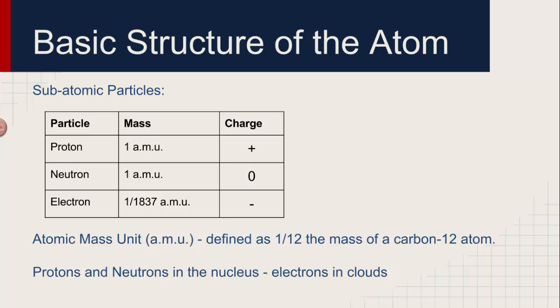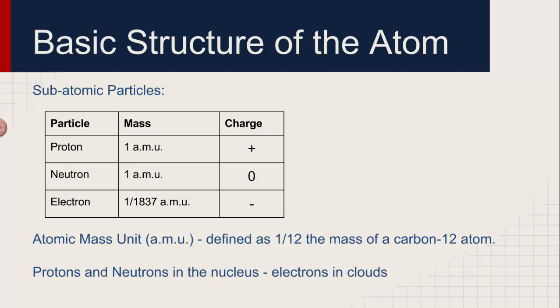Now, the proton we know was discovered by Goldstein. It has a positive charge, and it has a mass of 1 atomic mass unit. An atomic mass unit is defined as 1/12 the mass of a carbon-12 atom. That'll make a little more sense once we understand isotopes. But for now, just understand that these things are very small.